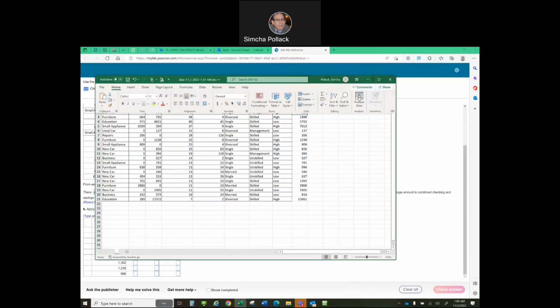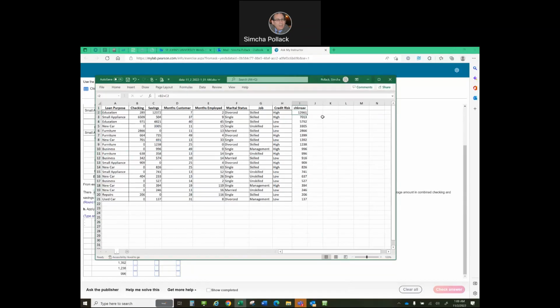So again, home, sort, largest to smallest. You can see one customer already has 12,000. But what is the total amount of assets? Well, we can do that here. Let's do that here. Total amount is equal to sum.